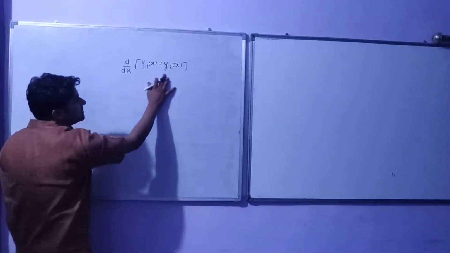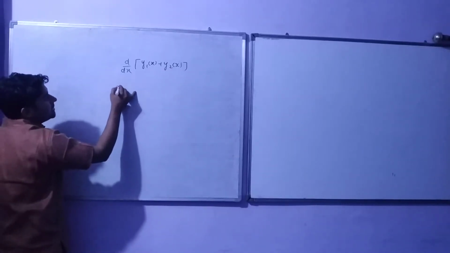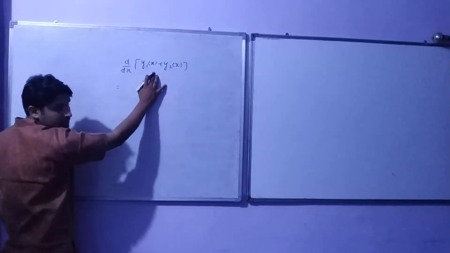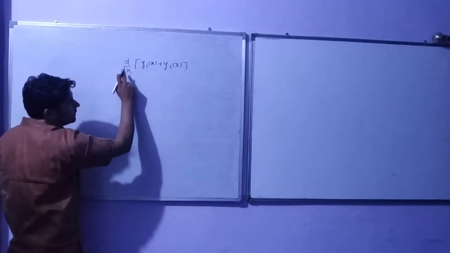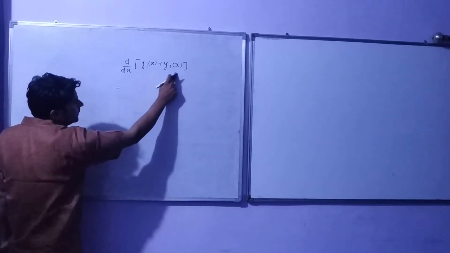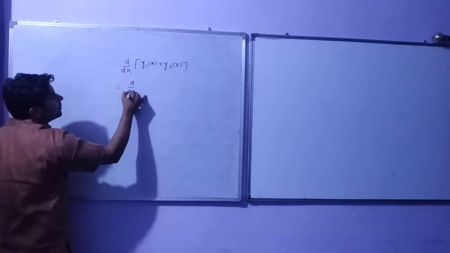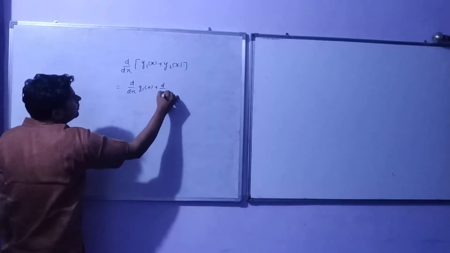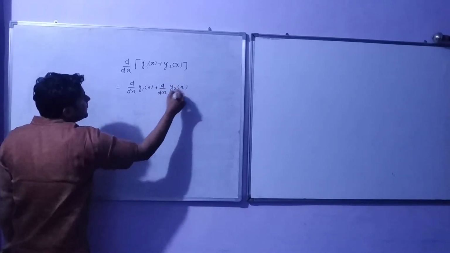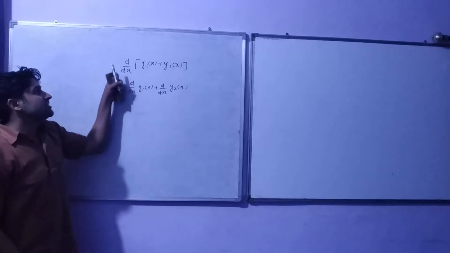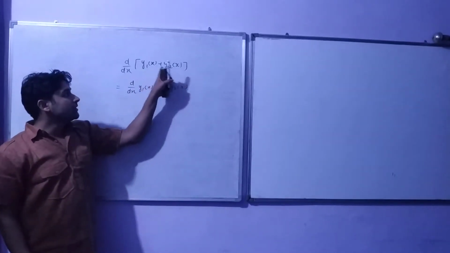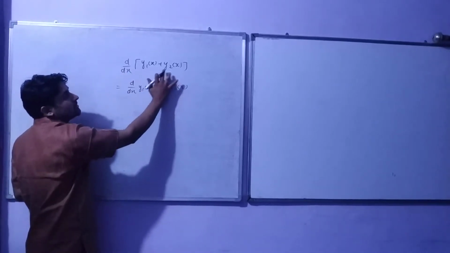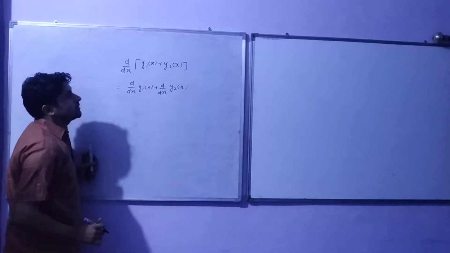Then how will we differentiate this function? We will have dy/dx applied to each term: dy/dx of y1(x) plus dy/dx of y2(x). It simply means this differentiation will be distributed over these two functions. It means the distributive law over addition is applicable for differentiation. Okay, this is the rule.